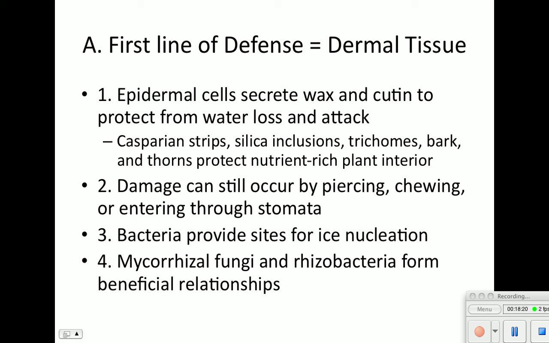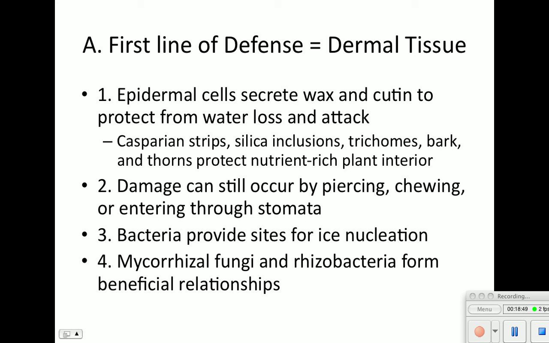Other structures within the epidermal cells, that Casparian strip is made also of lipids and wax-like structures. So plants usually don't like to go through the Casparian strip if they've gotten that far inside the plant. We have silica inclusions, which means sometimes plants will secrete silica, and silica is like sand, so you wouldn't like to chew that either. We have trichomes, which are those spines. We have bark, we have thorns, and they all work together to protect the plant interior.